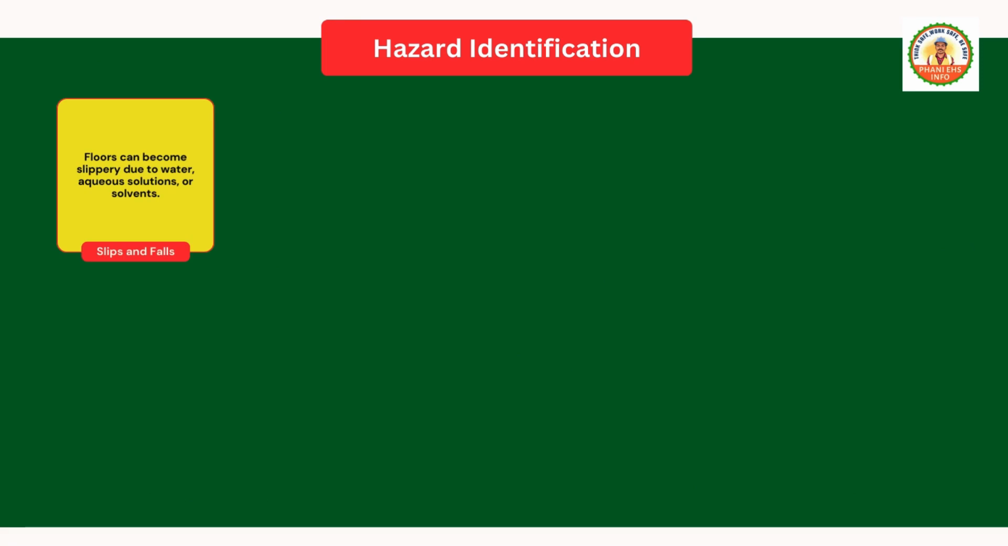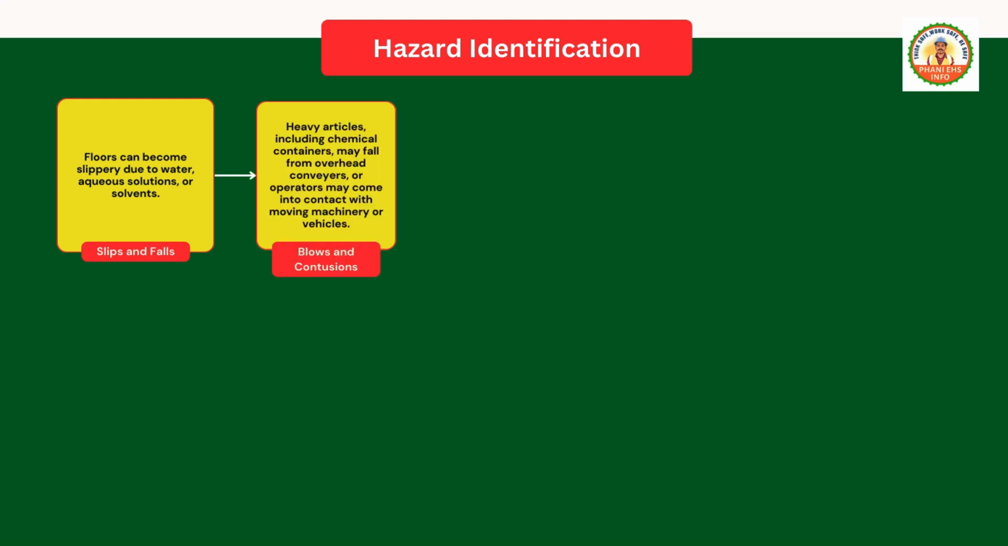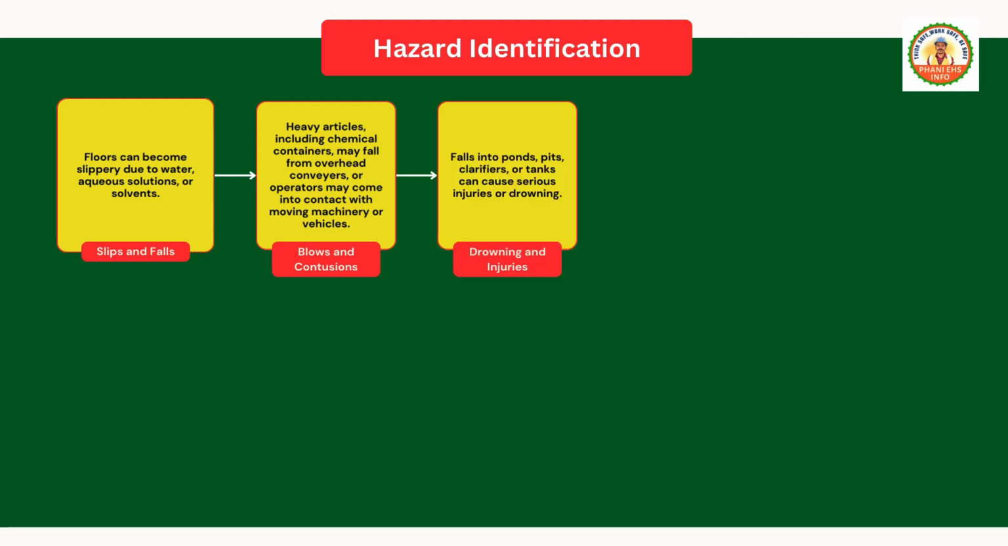Hazard identification. ETP operators face numerous hazards, which can be categorized as follows. Slips and falls. Floors can become slippery due to water, aqueous solutions, or solvents. Blows and contusions. Heavy articles, including chemical containers, may fall from overhead conveyors, or operators may come into contact with moving machinery or vehicles.